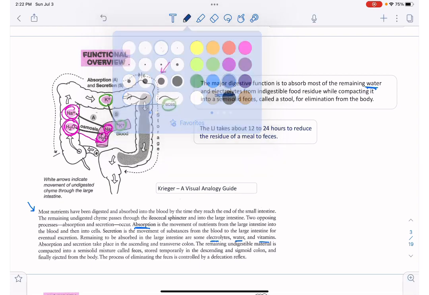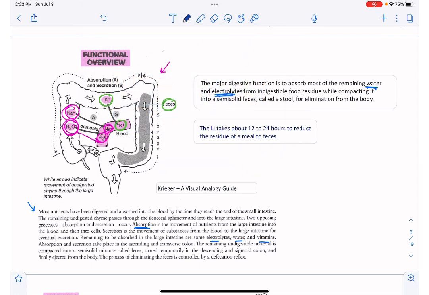And then you can also see here we have feces backing up into the sigmoid colon and also into the descending colon.